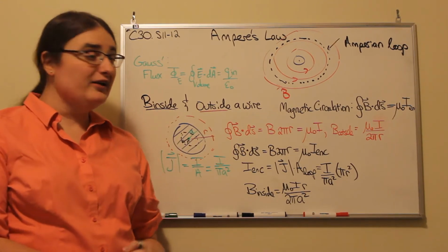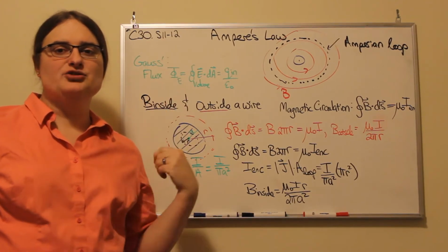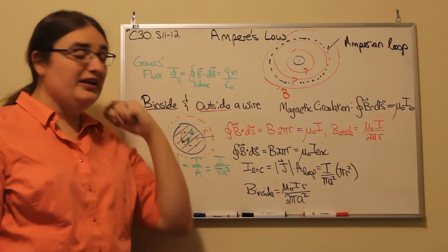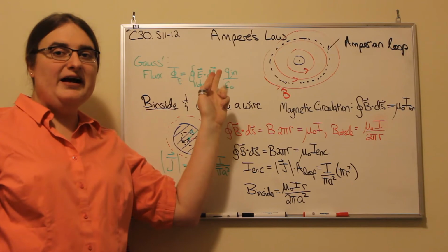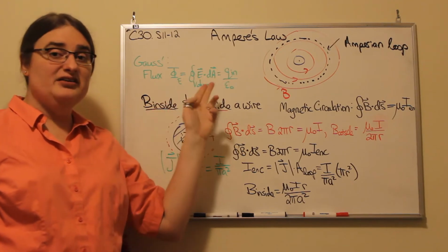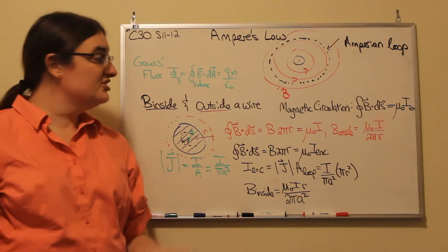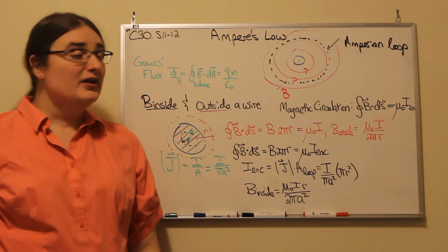And what Gauss said was, with electric flux, if we calculate the total electric flux through a closed volume, so that circle on the integral sign means closed integral of the electric field dotted with the element of area dA, the total electric flux through any closed surface has to be the charge inside divided by epsilon naught.